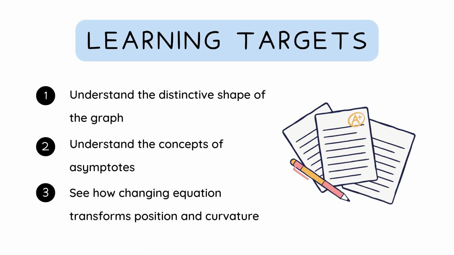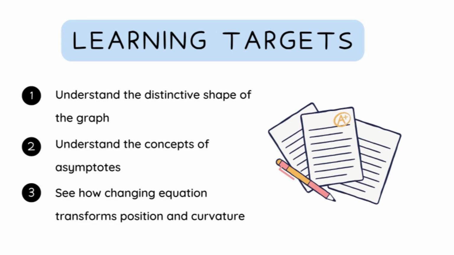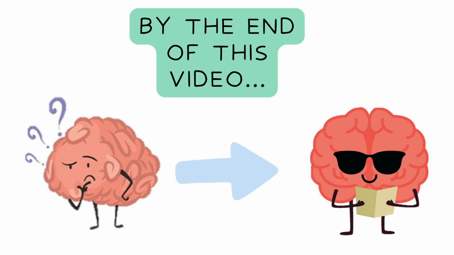Today, we'll be exploring the unique graph of y equals 1 on x, one of the simplest forms of hyperbola. We'll dive into the distinctive shapes of this graph, understand the concepts of asymptotes, and see how changing the equation transforms its position and curvature. By the end of this video, you'll know how to shift, stretch, and reflect hyperbolas with ease. Let's get started with the fundamentals.